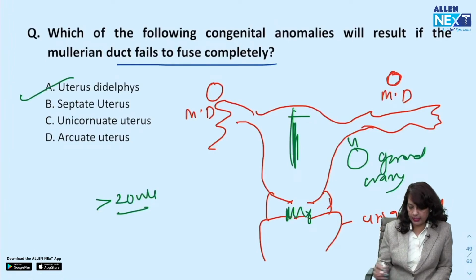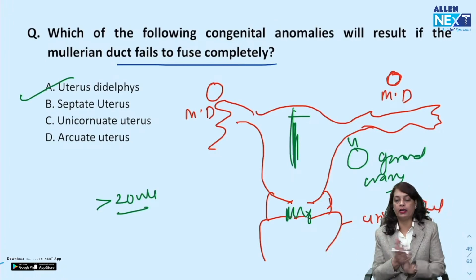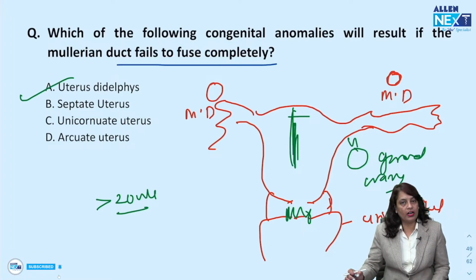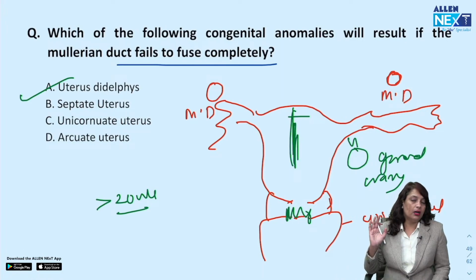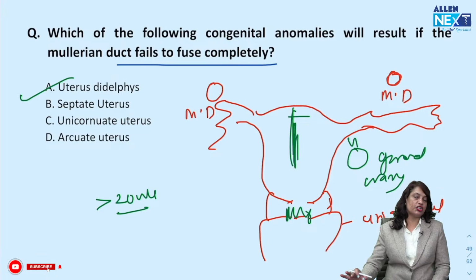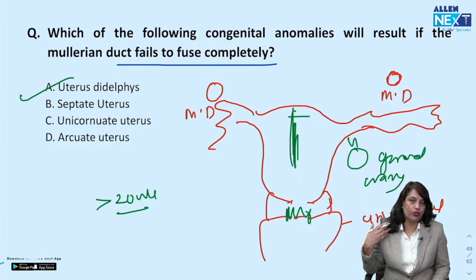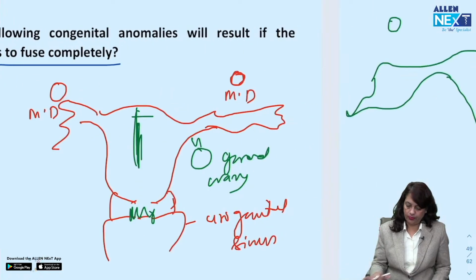So the correct answer is uterus didelphys, when the Mullerian duct fails to fuse. If the septum does not resolve, then it is called a septate uterus. The most common uterine anomaly causing recurrent abortions or infertility is a septate uterus, and the investigation is hysteroscopy, laparoscopy, which is a gold standard because you are going to treat the Mullerian duct anomalies by doing laparoscopy and hysteroscopy.